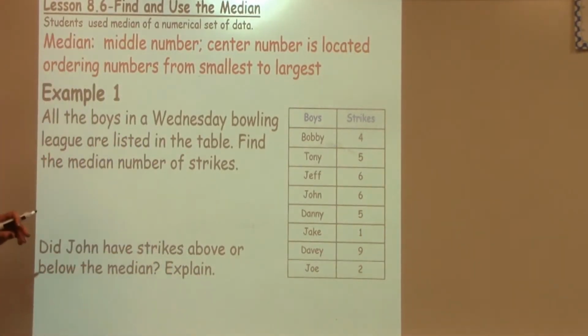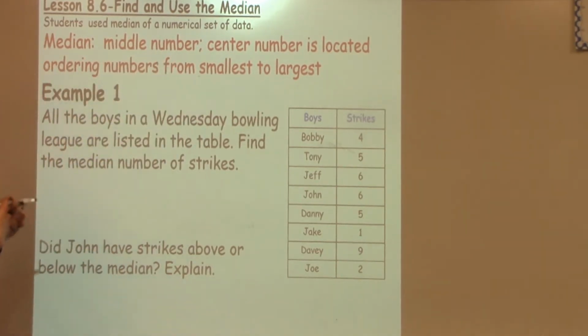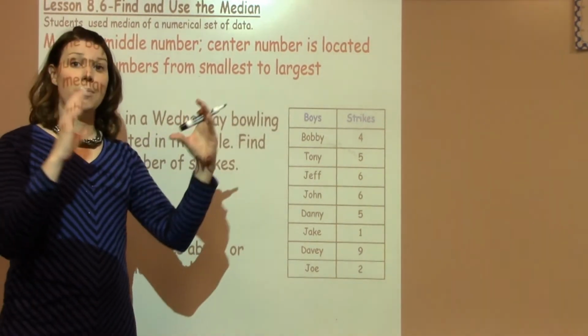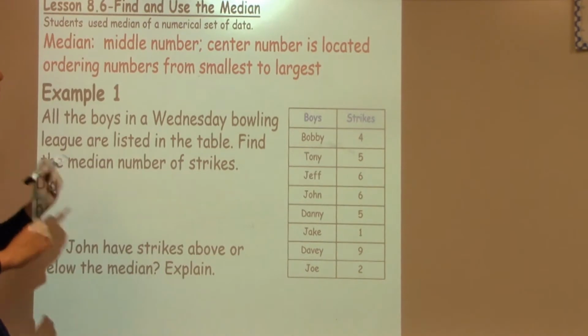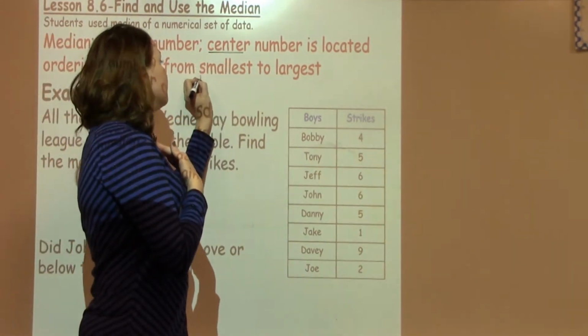Today in 6th grade, students found and then used median. Median is the middle number, which we find by putting the numbers in order from smallest to largest and then looking for the number that is in the center of that data. One of the key pieces of information your students should know is that it's the center, and it also goes from smallest to largest.